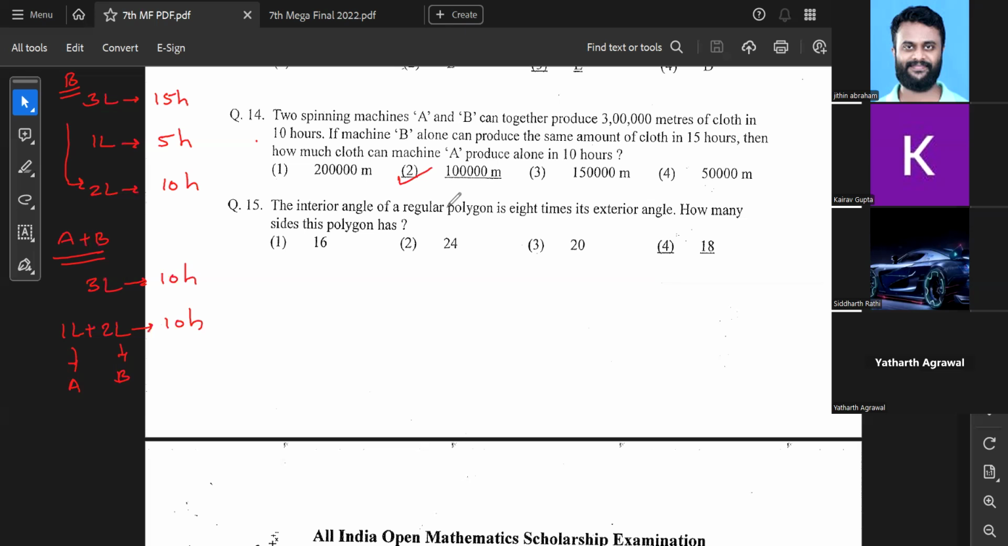The answer for the next one also. Yeah, the next one is straightforward formula stuff only. I'm giving this as homework.